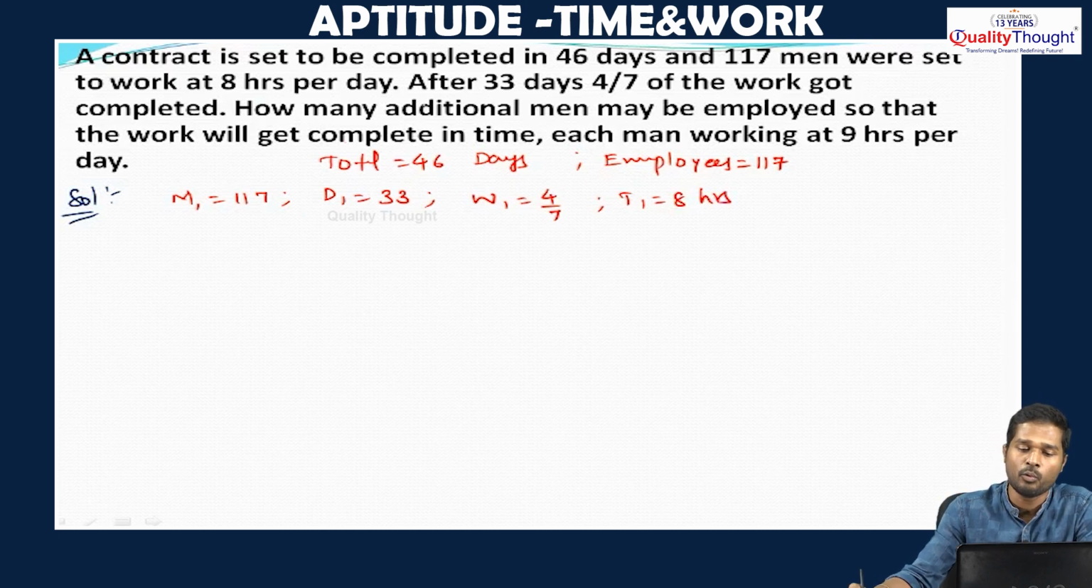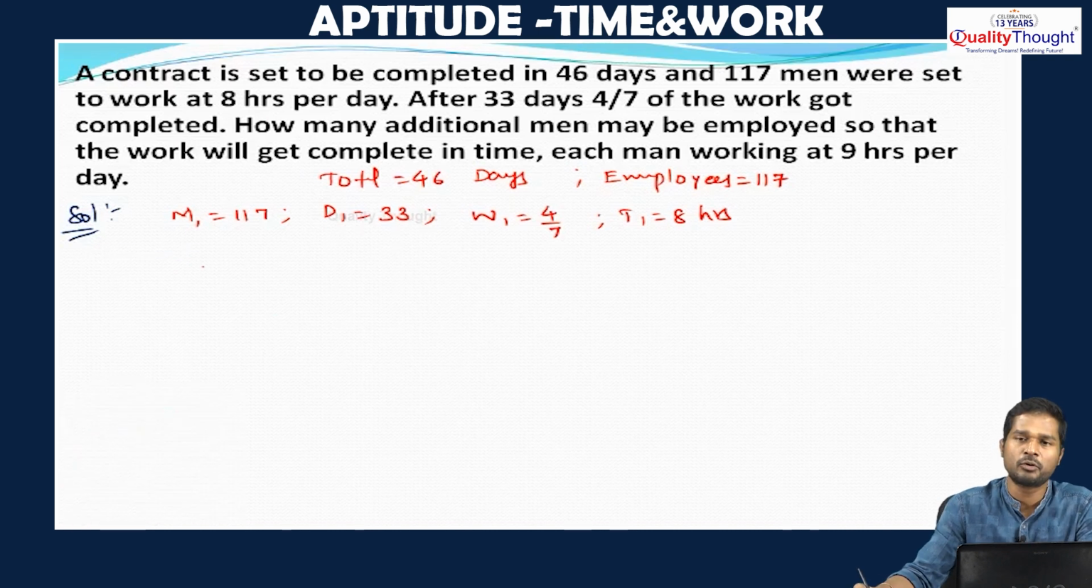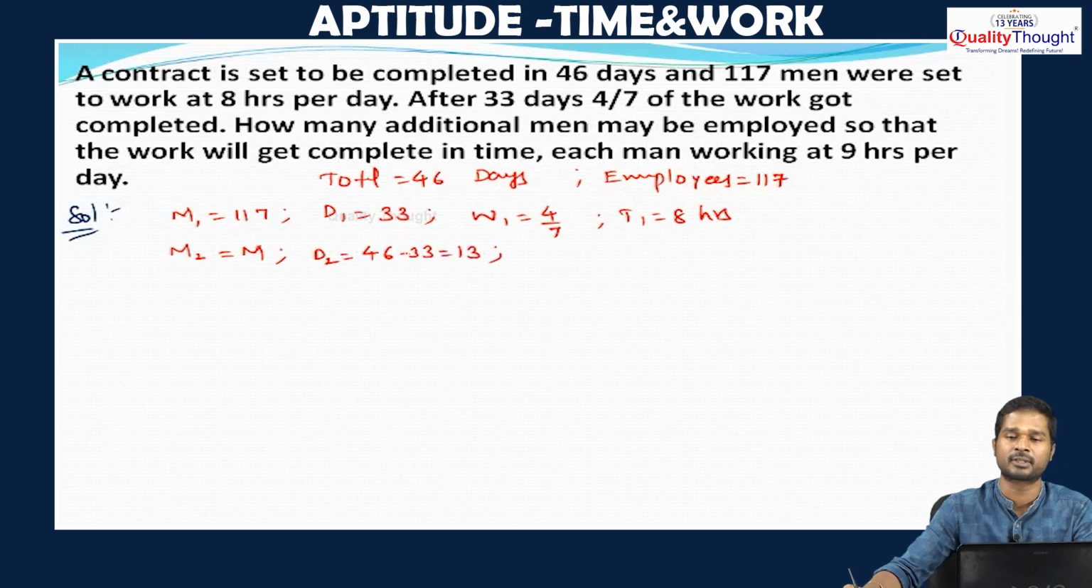Now, what he is asking, how many additional men may be required? Let's keep the additional aside, but first we will find how many people will complete. We will find out the additional men later, but as of now we will write, if 117 people in 33 days can complete a work of 4 by 7. So, M2 I am taking as M people in how many days? So, D2 is nothing but, total work is 46 days, in that 33 days work is done, that means still 13 days are left. We need to complete the work in 46 days, 33 days are already worked and still 13 days only are left.